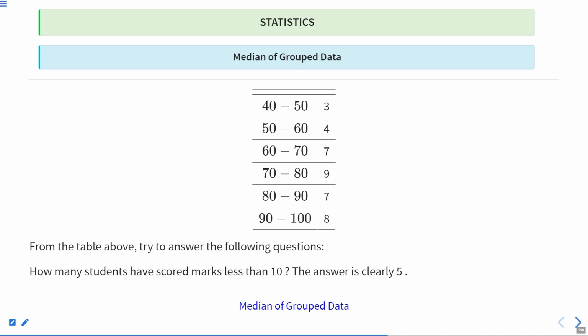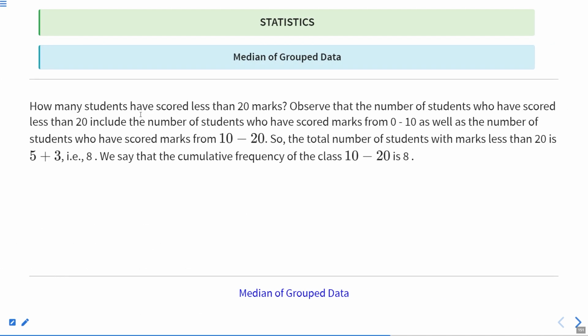So from the table above, try to answer the following questions. How many students have scored marks less than 10? The answer is clearly 5. And how many students have scored less than 20 marks?